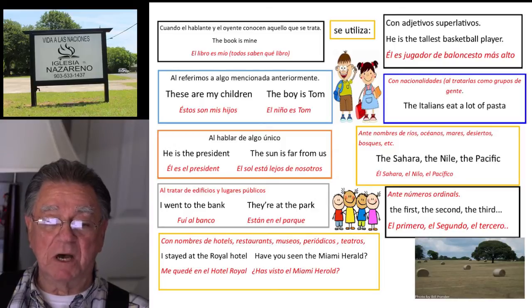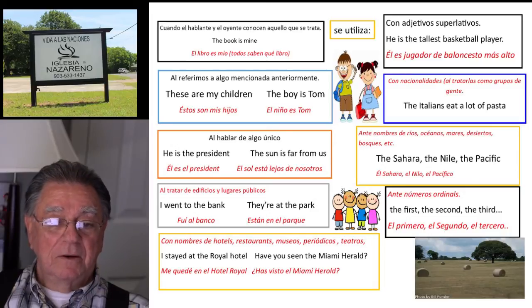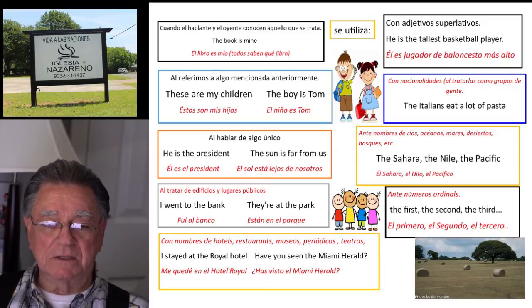The book is mine. Okay, and en español, el libro es mío. Todos saben qué libro. Okay. The book is mine, everybody knows that. Okay, and whoever you're talking to, they know that as well.